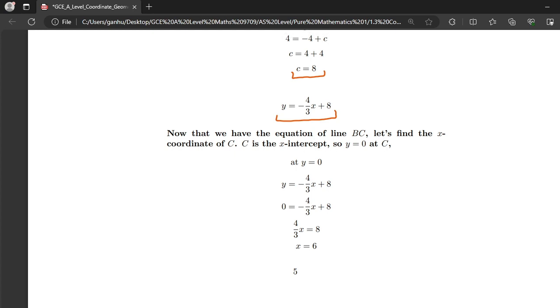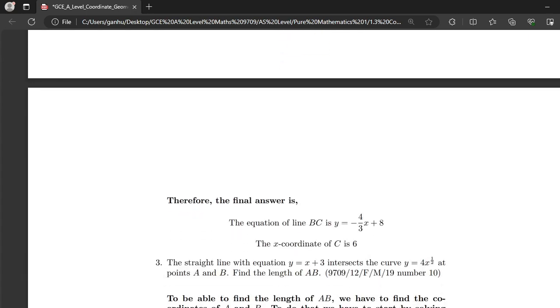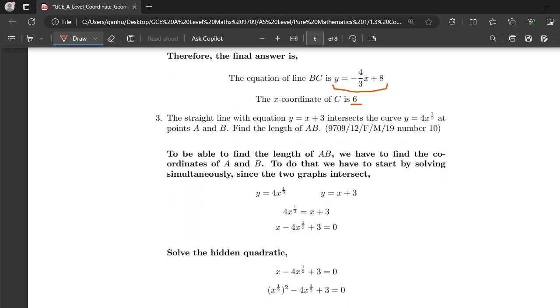So we know that at C, y is equal to 0. Substitute y with 0 and solve for x, and you get x is equal to 6. The final answer is the equation of line BC is y equals negative 4/3 x plus 8, and the x coordinate at C is 6. Now let's move on to question number 3.